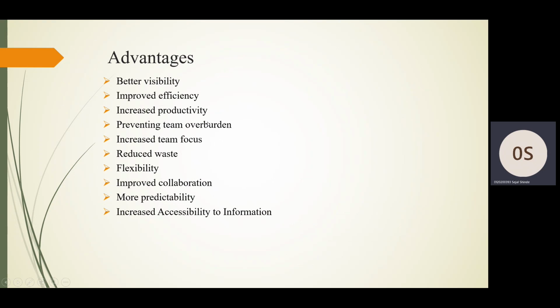Let's see some advantages of a Kanban model. It gives better visibility, improved efficiency, increased productivity. It prevents team overburden, and it helps to increase the team focus and reduce the waste. It gives flexibility, it improves collaboration, it is a more predictable model, and it increases the accessibility to information.